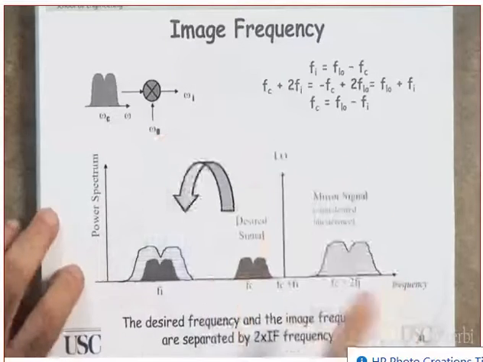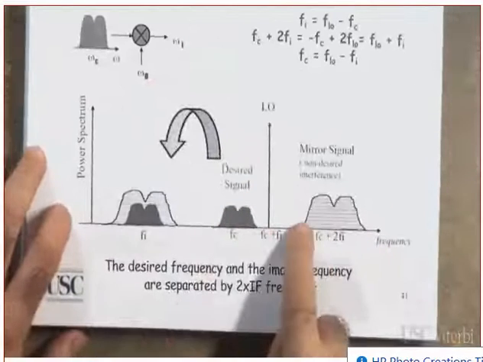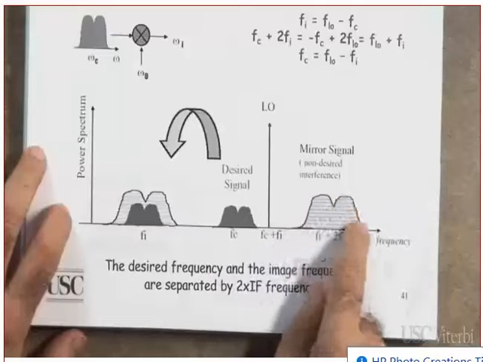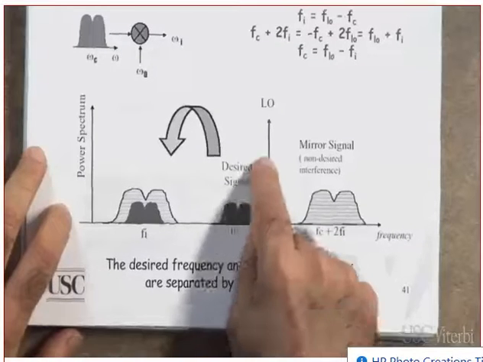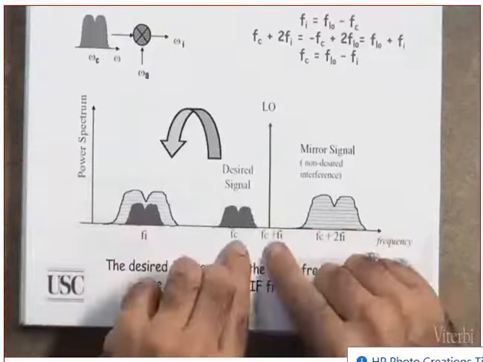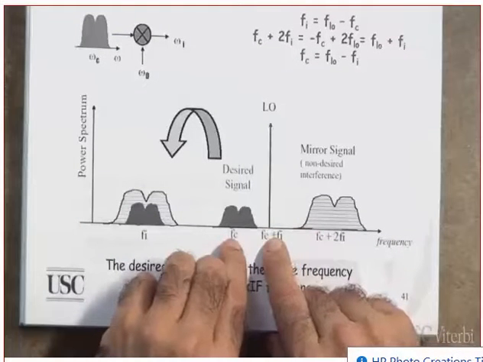The local oscillator. This is what we have. This is the mirror signal, or the mirror image, of the desired signal. Yes? The center frequency is here. What is the difference between the local oscillator and the desired?